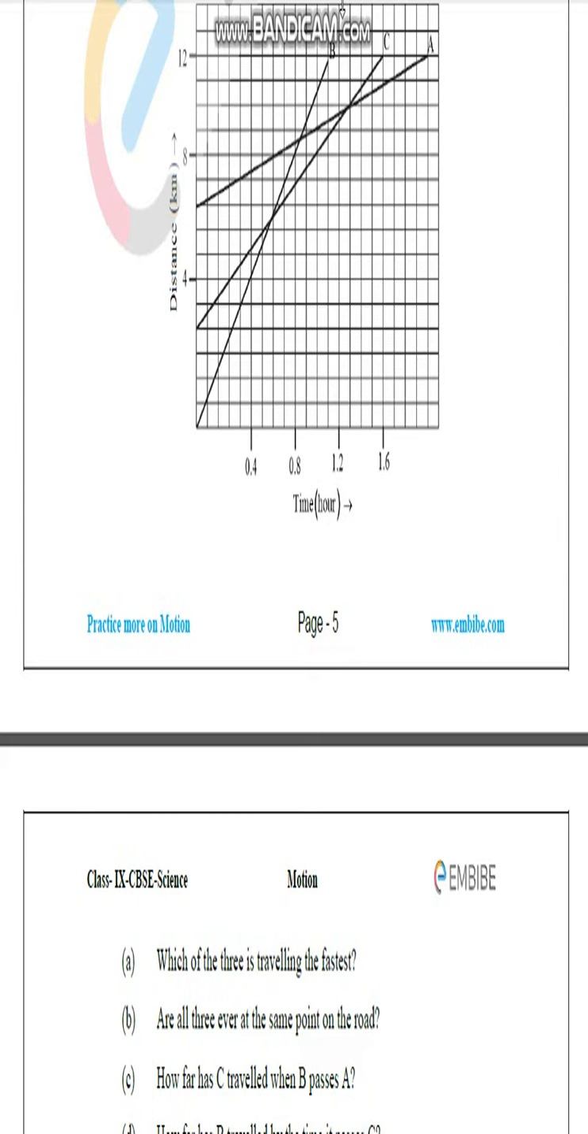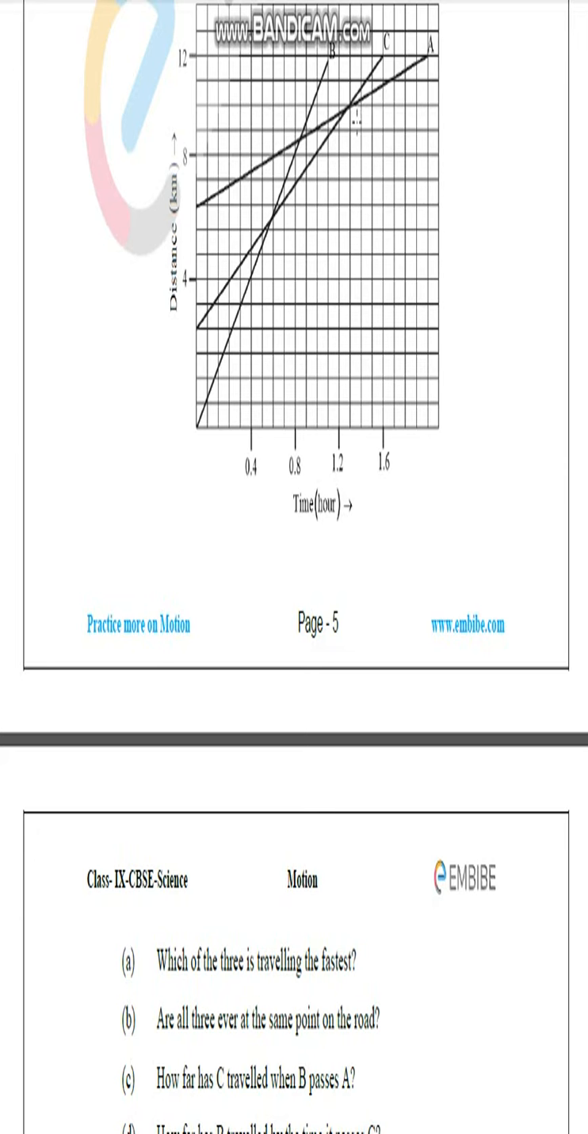Moving towards the second question. Are all three ever at the same point on the road? Can all three ever be at the same point on the road? So the answer is no, because there is no point where all three lines intersect each other.